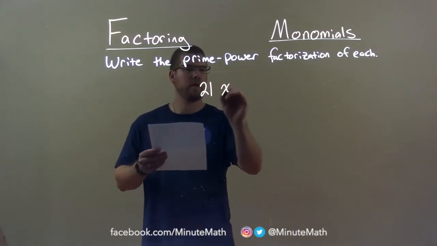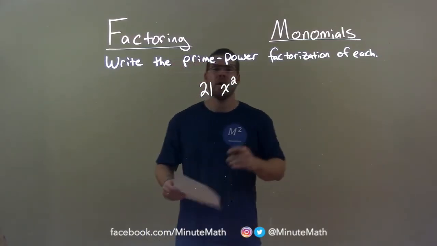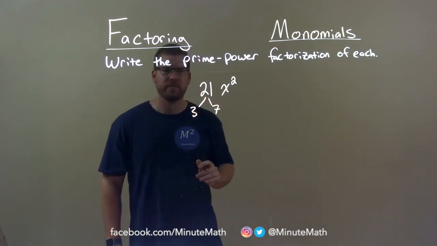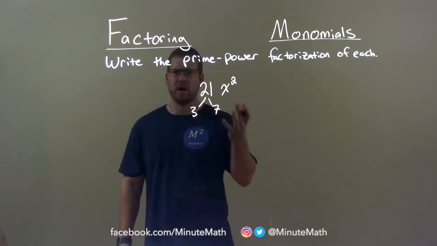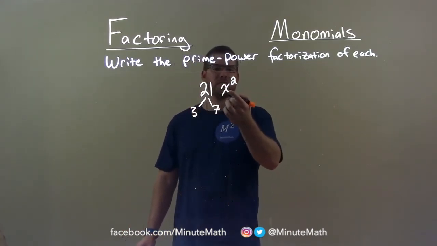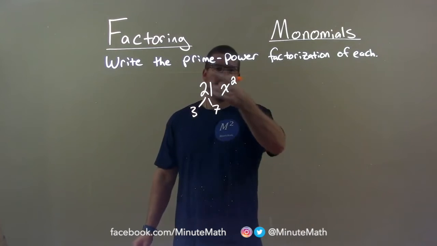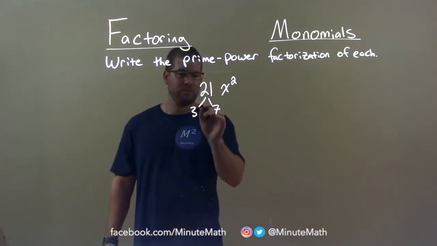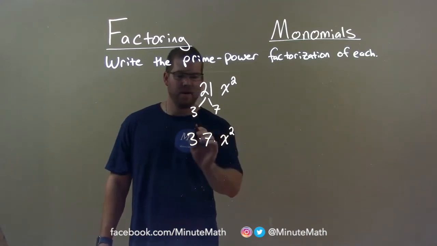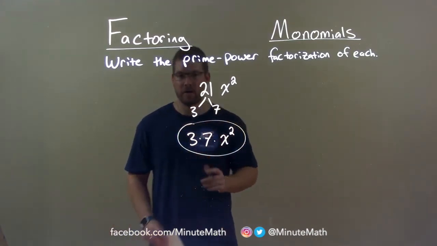21x squared. Okay? 21 is just, well, 3 times 7. Okay? And those are both prime, so we're kind of done. X squared is x times x, but there's nothing else there, so we're going to bring back x squared, being a prime power. So, break this down, 3 times 7 times x squared, and now we're done and have our final answer.